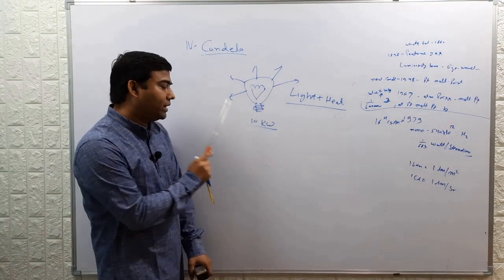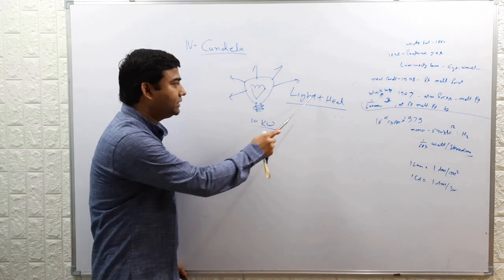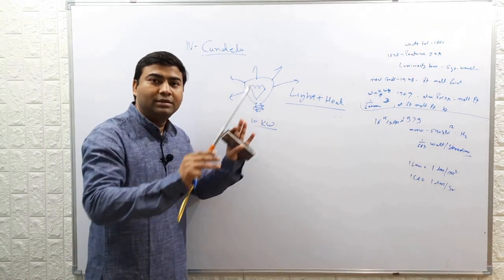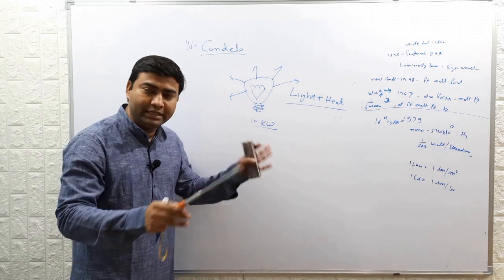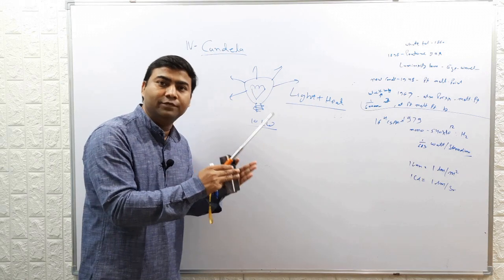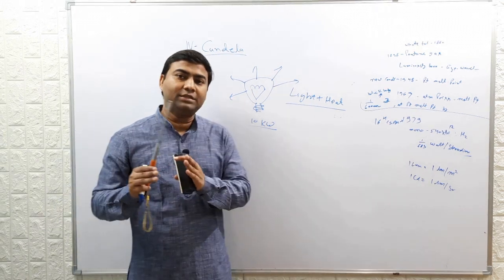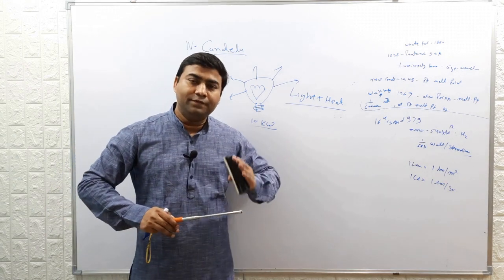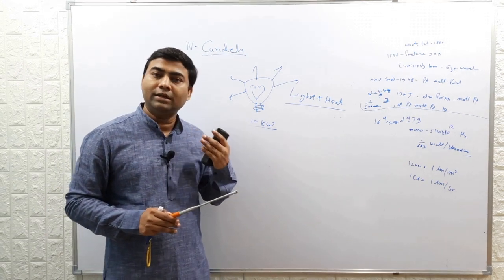So this 10 kilowatt electricity will be converted into light. Light means it will emit radiation. This bulb is emitting radiation. In this radiation, some radiation is falling in visible range and some radiation is not falling in visible range. The radiation which is falling in visible range can be seen by our eyes.